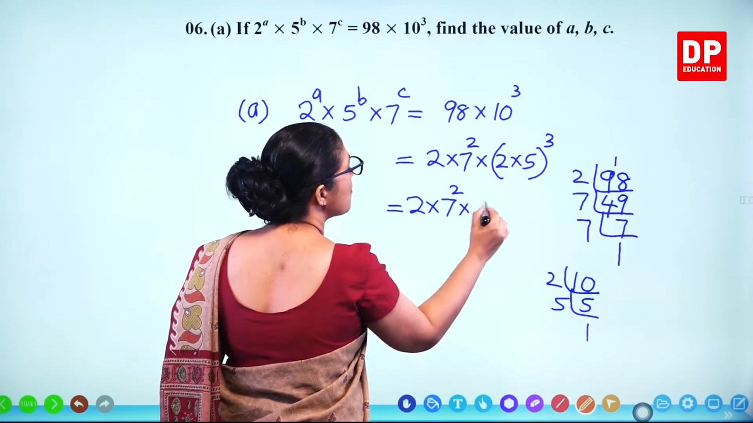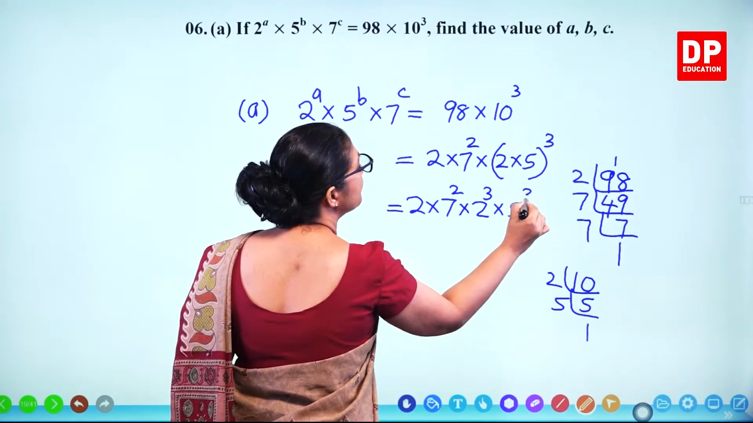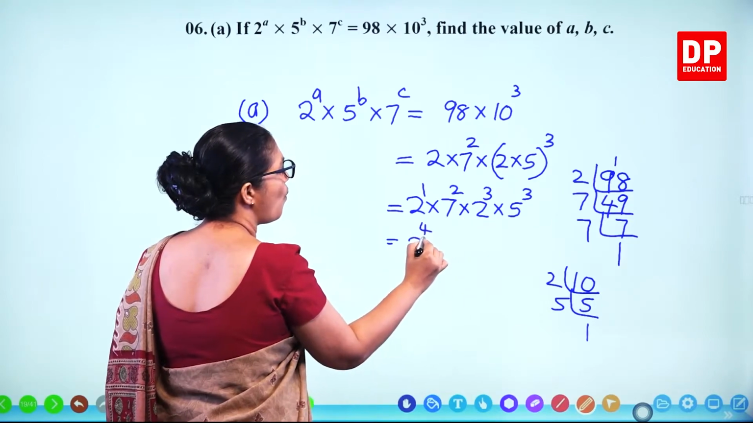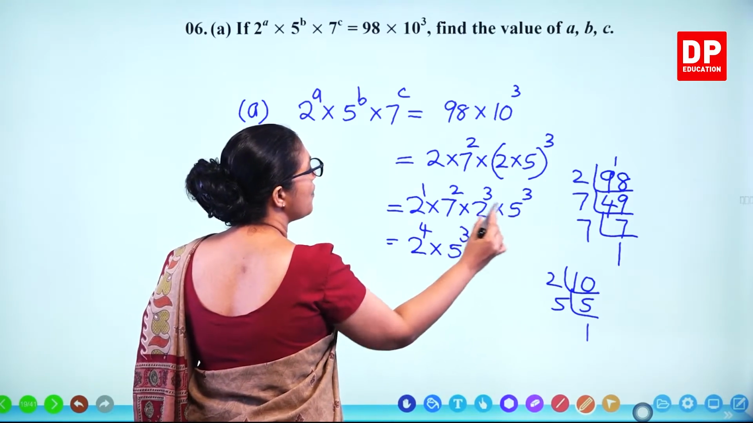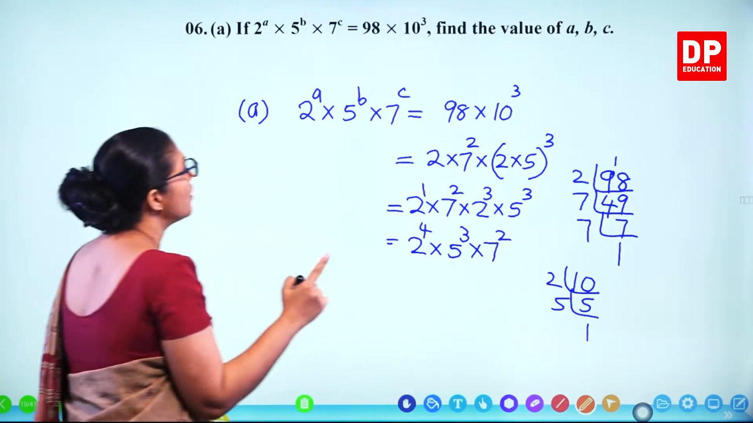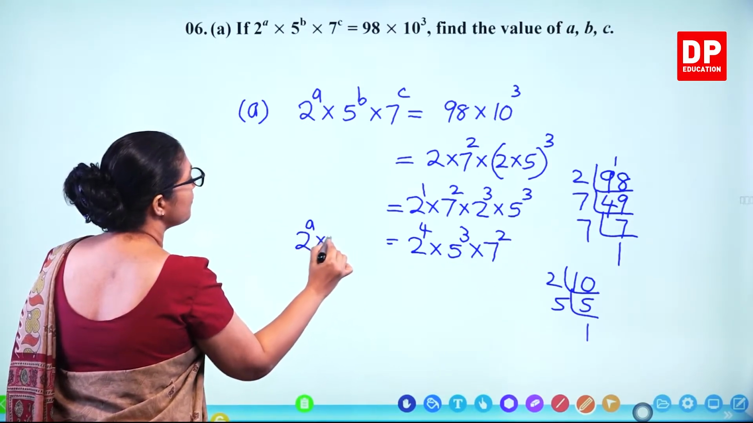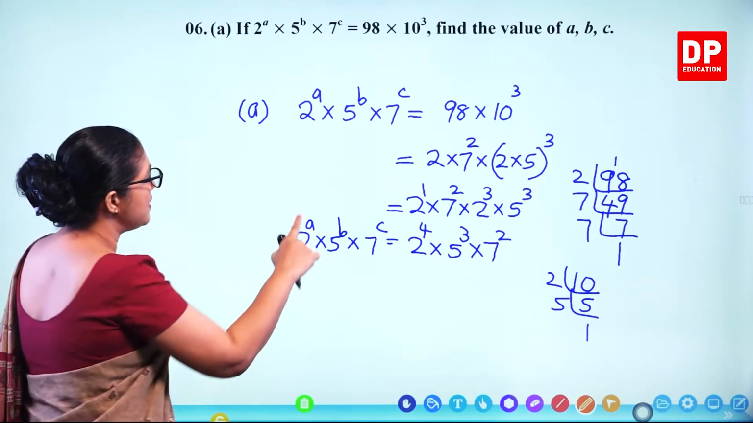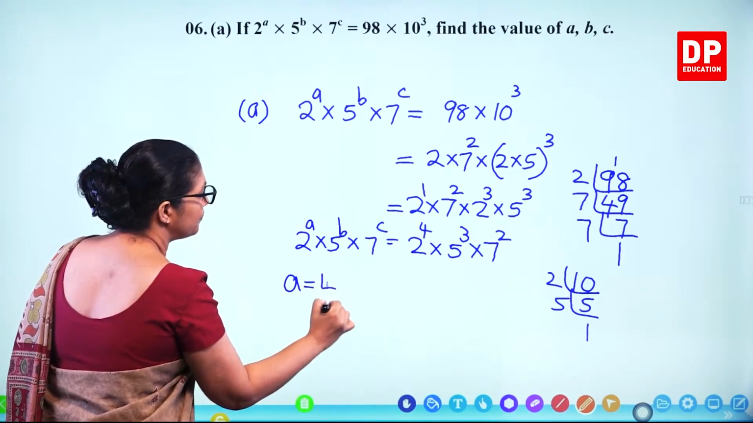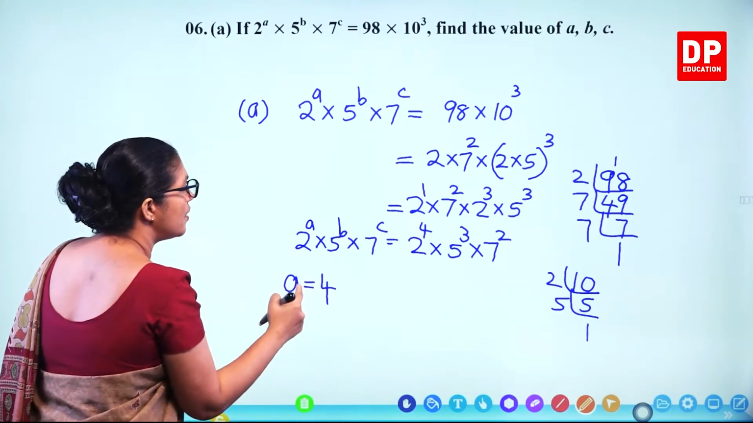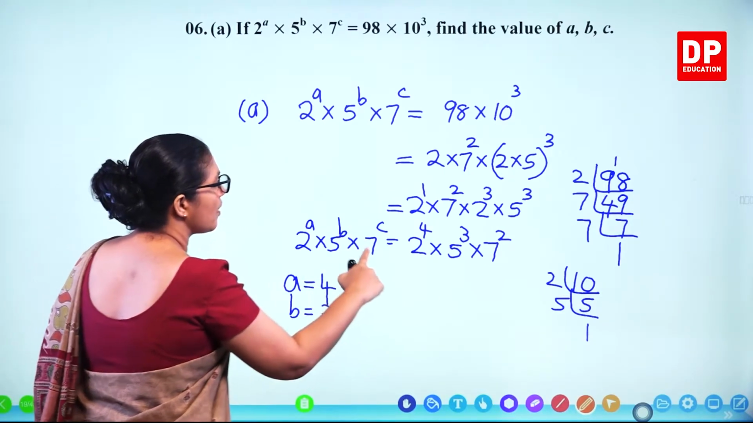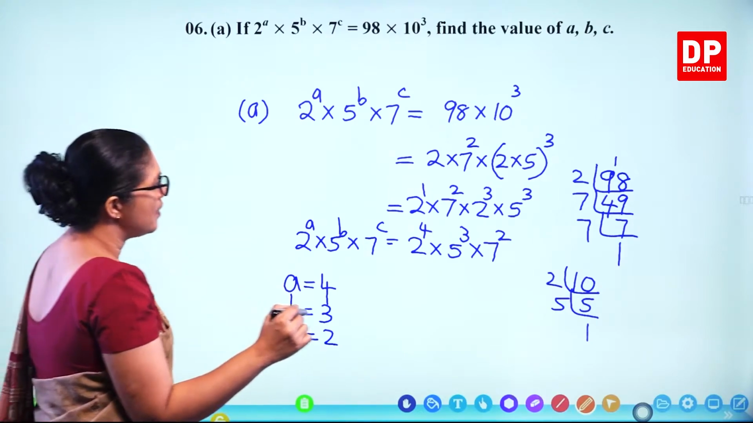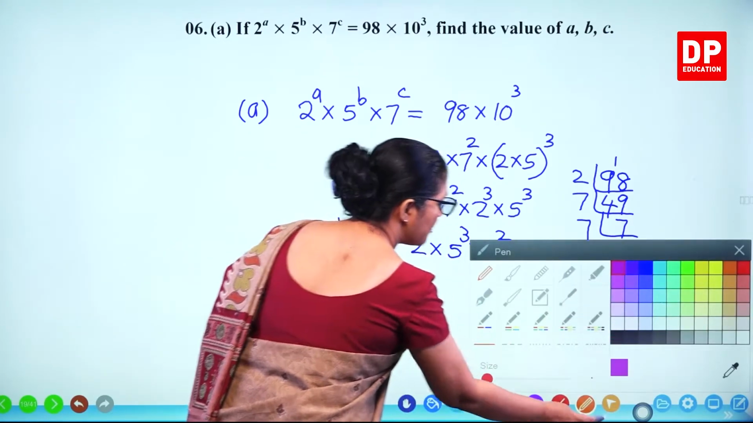That means power 3 comes for 2 as well as 5. So altogether, how many 2's are there? This is 1 plus 3, 4. How many 5's are there? 3. And how many 7's are there? 2. Now you can compare. Twos you can compare. That means a should be equal to 4. When you compare base 5, b should be equal to 3. Base 7, c equals 2. So those are the values for a, b, c.